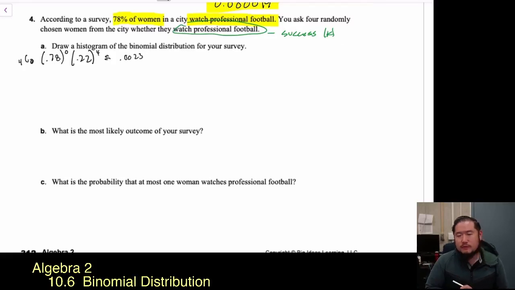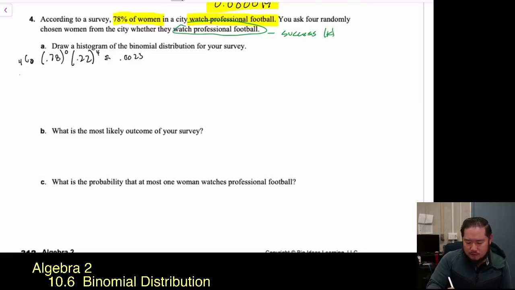A very small number, just like flipping the coin. It seems like 78% of the women watch professional football, so more than likely you have a good chance that they will watch. Let's go ahead and go to the next one.